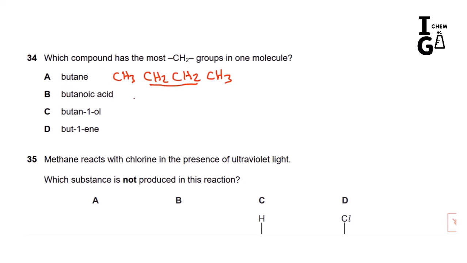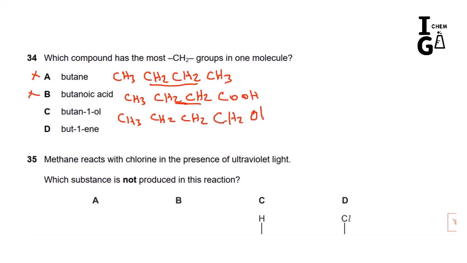For butanoic acid, we have CH3, CH2, CH2, and then COOH. So here we have the same, which means this is not correct and this is not correct because they are the same. Butan-1-ol means CH3, CH2, CH2, and then the last carbon should be CH2OH. The last carbon should attach OH. So actually it should be the correct answer because here we have 1, 2, 3.